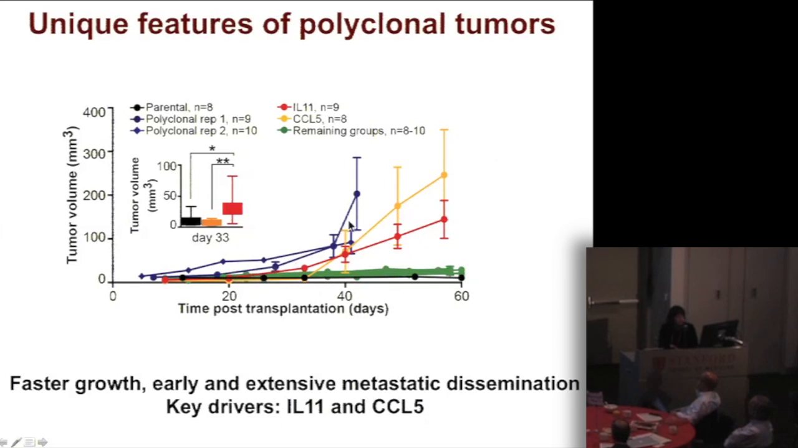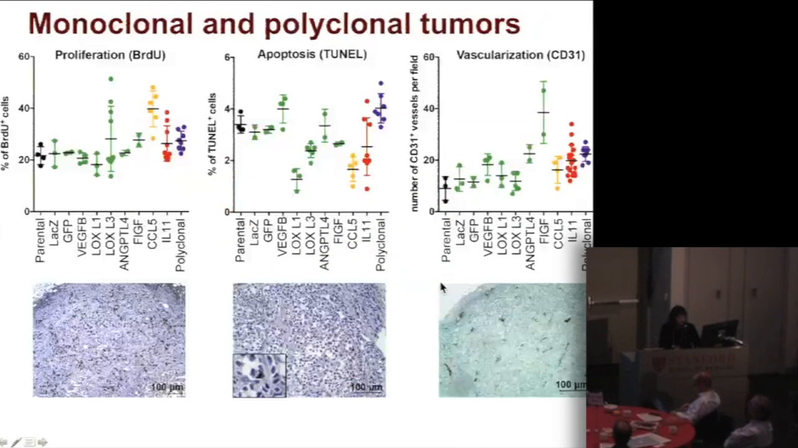But then, interestingly, the polyclonal tumors, the purple ones, grew the fastest. This included all of the clones mixed in equal ratios at the time of injection. We actually had to sacrifice the mice at an earlier time point because they reached the limit for tumor size. So that was kind of interesting, and it identified IL-11 and CCL5 as potential drivers.